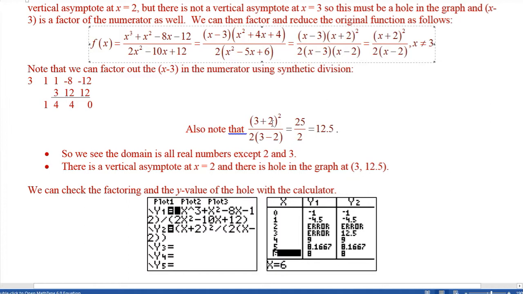And we can also see that by just doing that evaluation on the calculator here, but we could have done the evaluation without a calculator. Plug in 3 plus 2 is 5, 5 squared is 25, 3 minus 2 is 1 times 2 is 2, so it's 25 halves, or in decimal form 12.5. So we see that there is a hole in the graph at (3, 12.5), and there's a vertical asymptote at x equals 2. The domain is all real numbers except for 2 and 3.